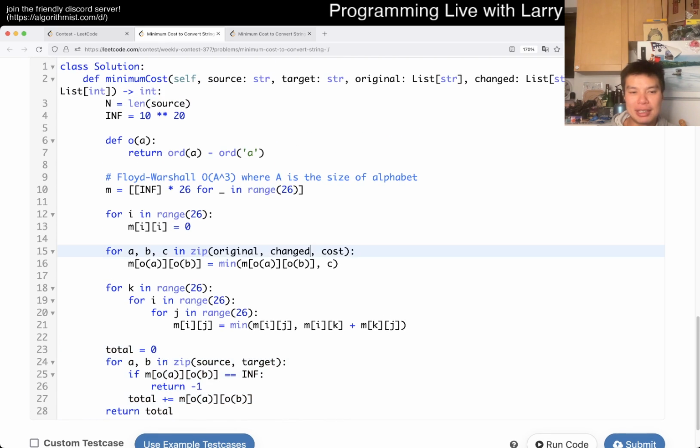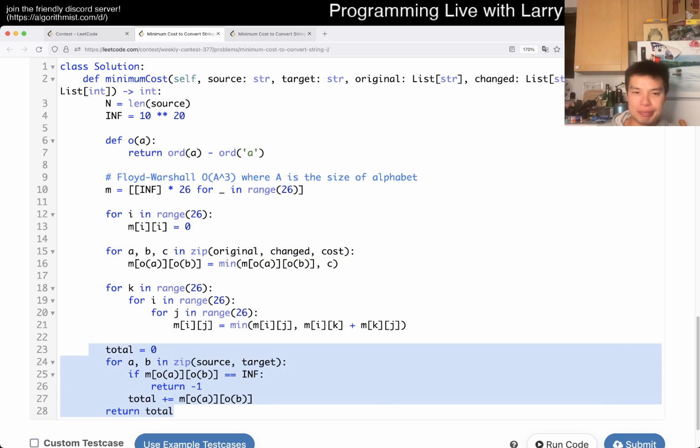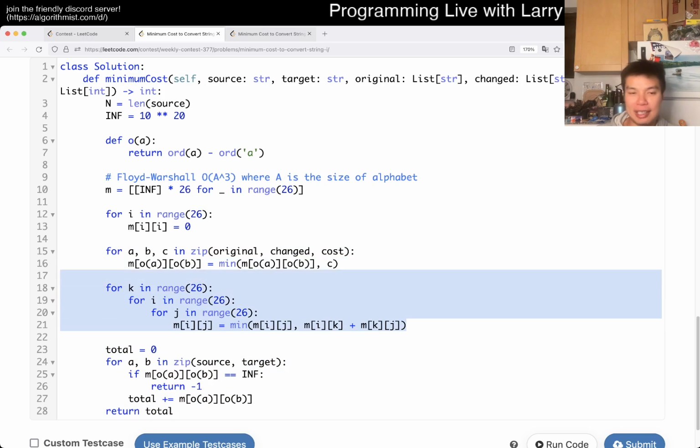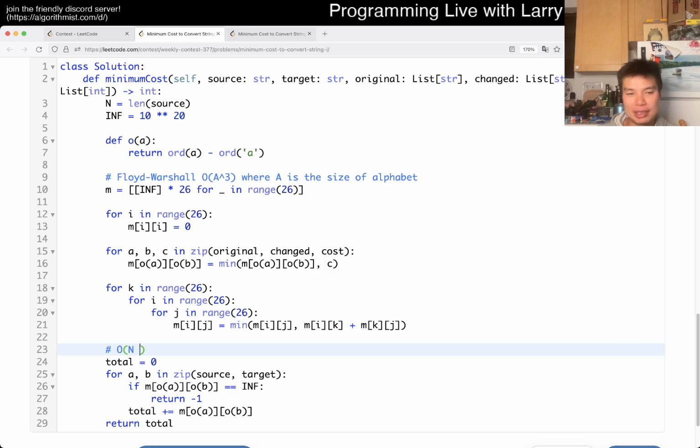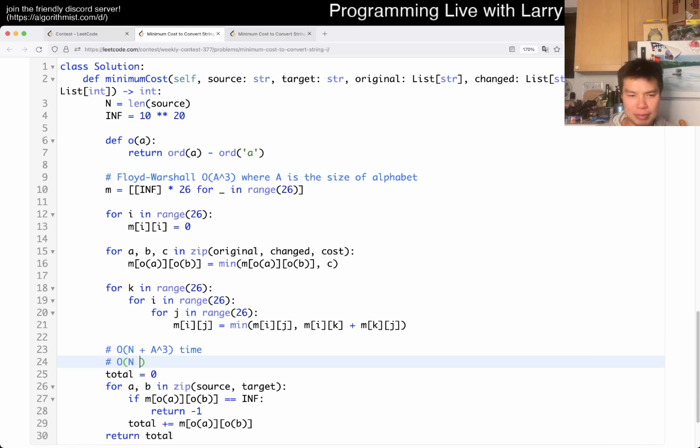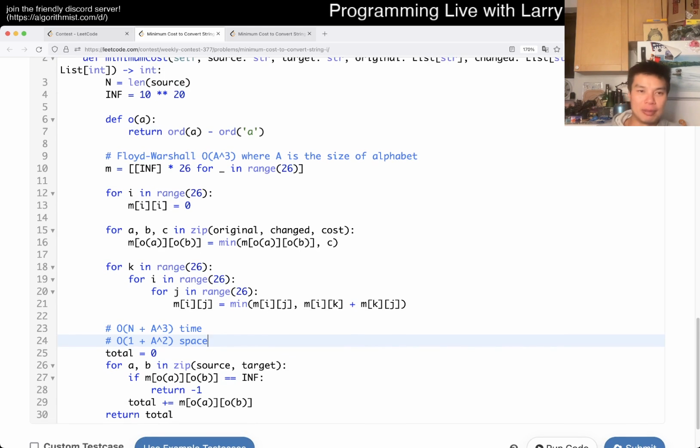The complexity of this is linear, O of n, for this part, and O of alpha cubed for the Floyd Warshall, so O of n plus alpha cubed time. And space is O of 1 for this part plus alpha squared for space.